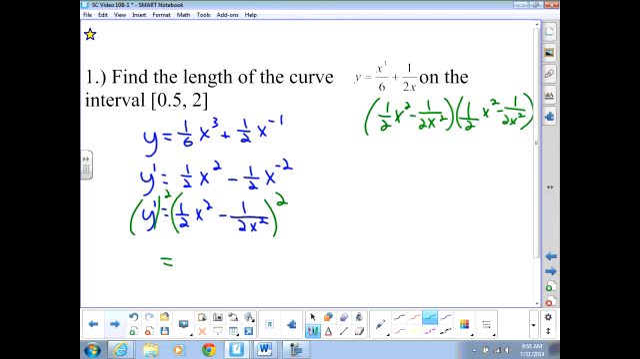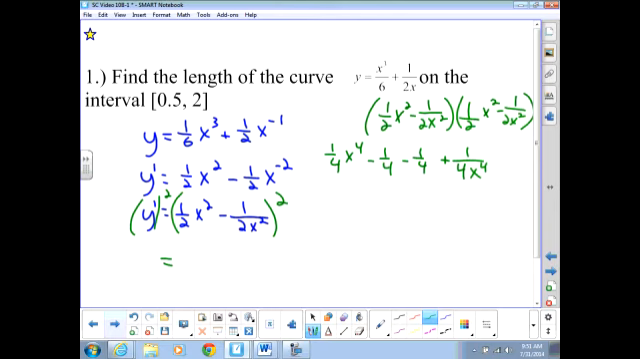1/2 times 1/2 is 1/4. x squared times x squared is x to the 4th. A half times a half times a negative half is a negative 1/4. x squared on top, x squared on bottom cancel out. Our inside terms, negative a half times a half is a negative 1/4. x squared on top, x squared on bottom, those cancel out. And then a negative a half times a negative half is a positive 1 over 4. And we have 2 x squareds on the bottom, so we'll have x to the 4th.